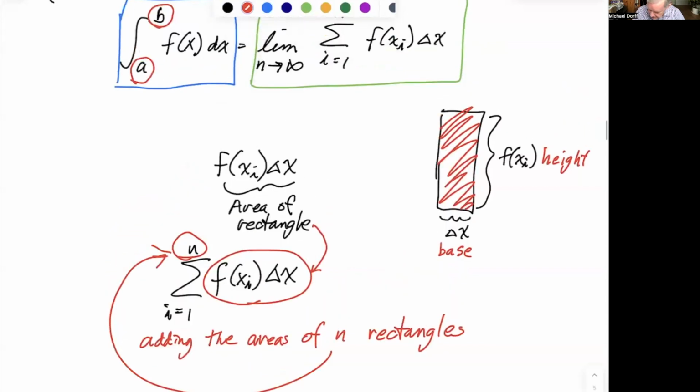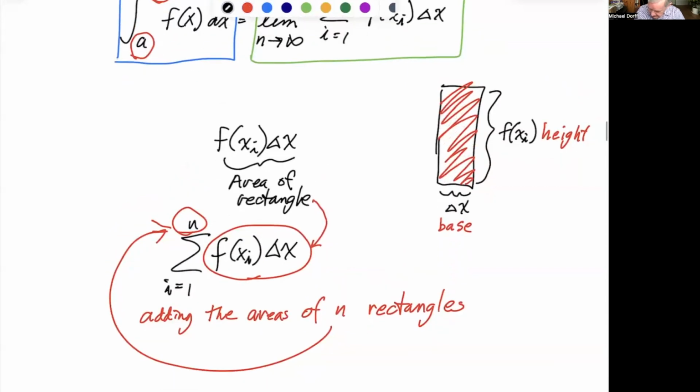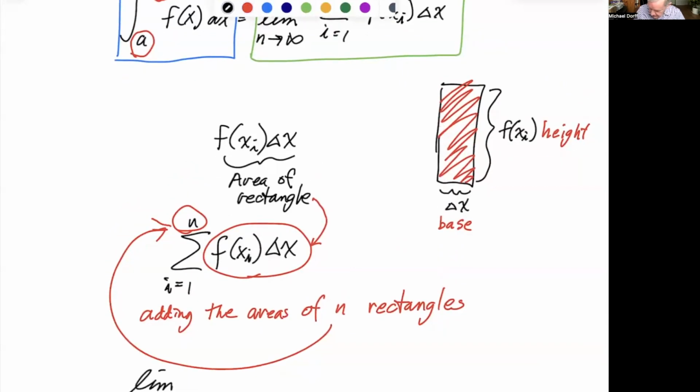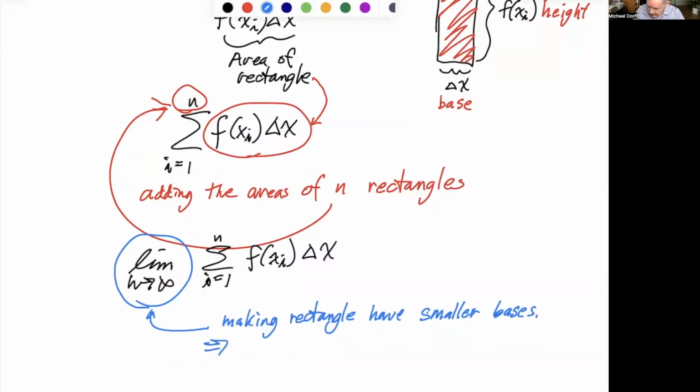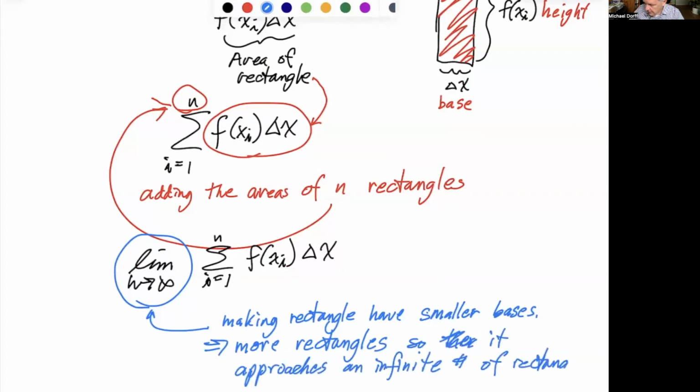And then the last thing we have here is the limit as n goes to infinity of this sum, i equals 1 to n of f of x sub i delta x. What does that represent? Well, this limit is telling us that we are making the rectangles smaller, which implies that we're making more rectangles. In fact, it approaches an infinite number of rectangles. And so that's what our integral is.